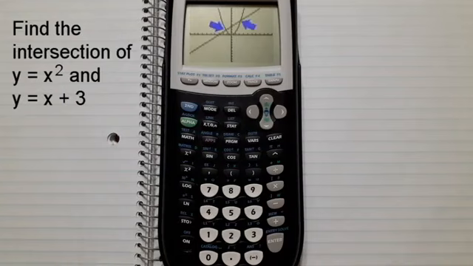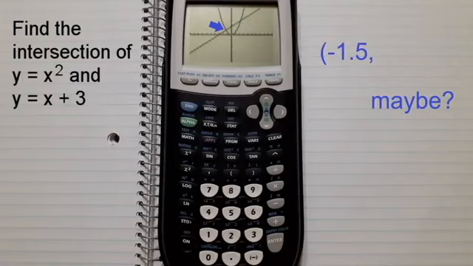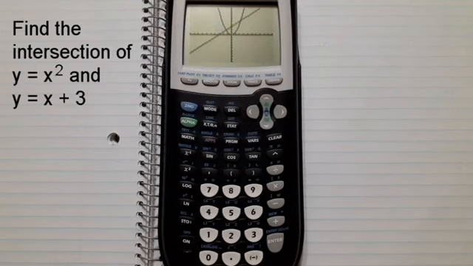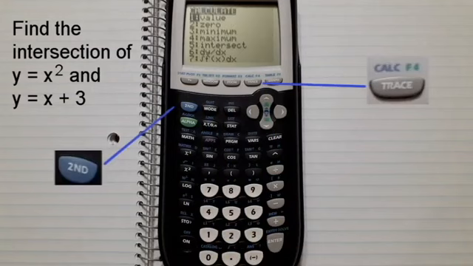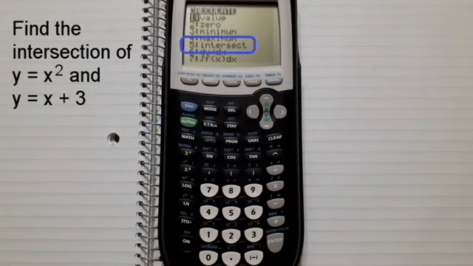We could use the picture to try and estimate the intersection points. This one looks like it might have an x value of -1.5 and a y value of about 2 maybe, but there's a much better way to do this. Hitting second calc opens the calculate menu, and the fifth option is intersect. This tool will give us a much more exact answer for where our functions cross one another.